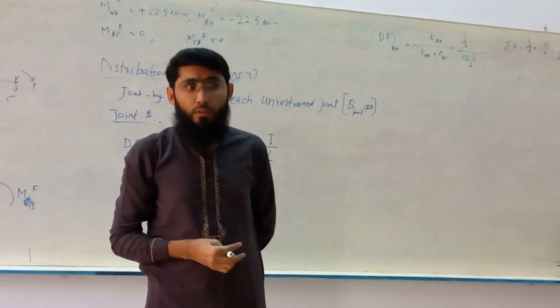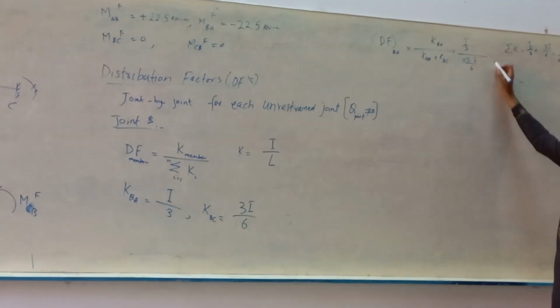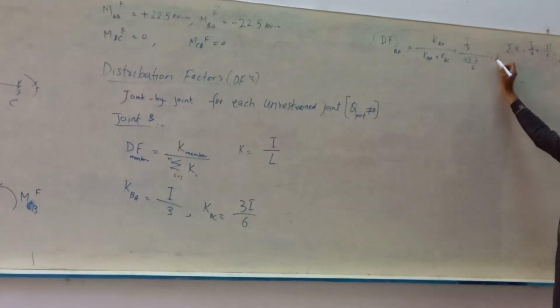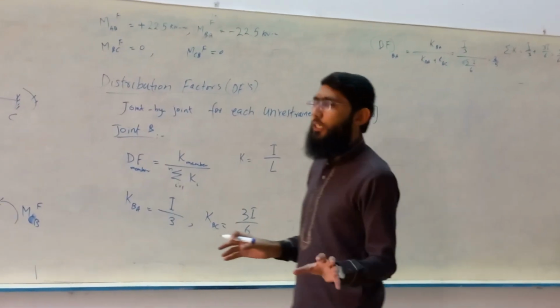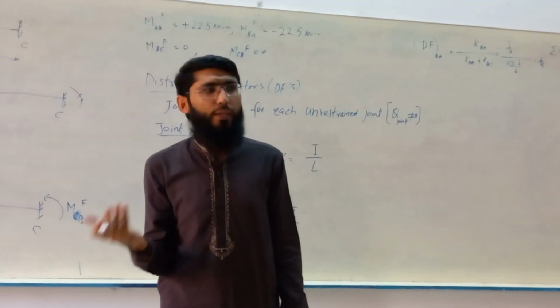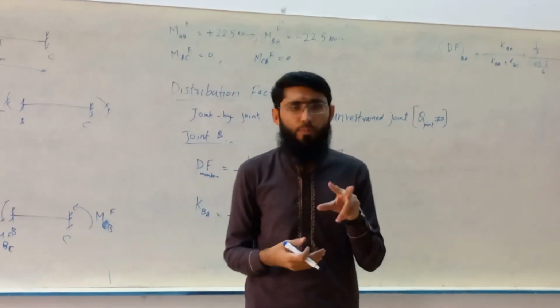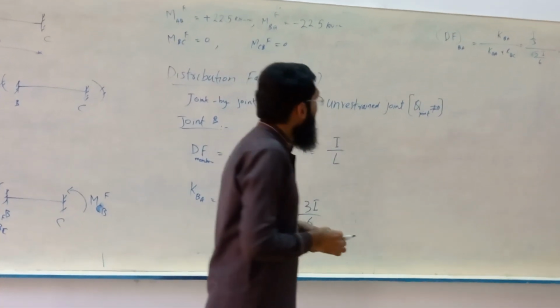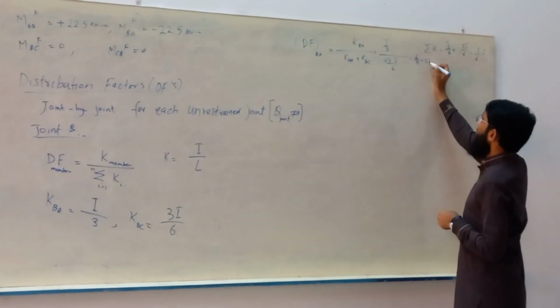What's the answer? 2 by 2. 2 by 5. Okay, this is 2 by 5. Well, distribution factor will always be just a number without any units because it is just a ratio of two similar things. Okay, you're getting basically 2 by 5, which in fraction is 0.4.